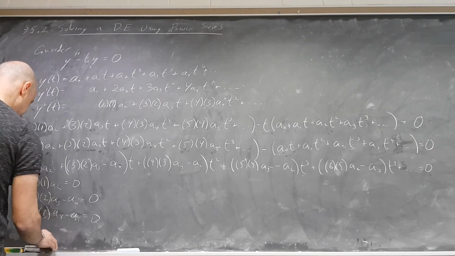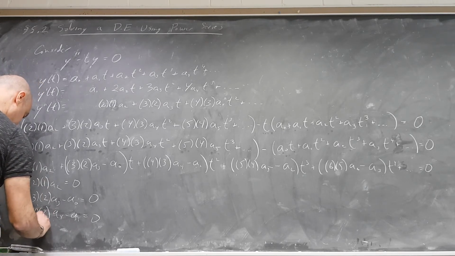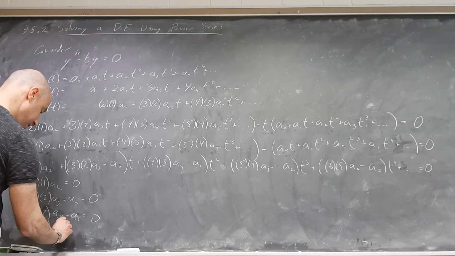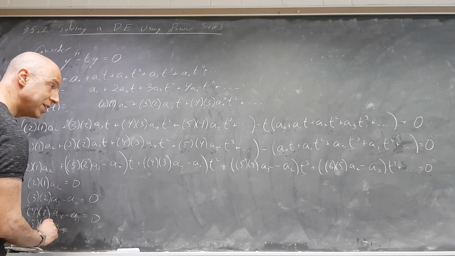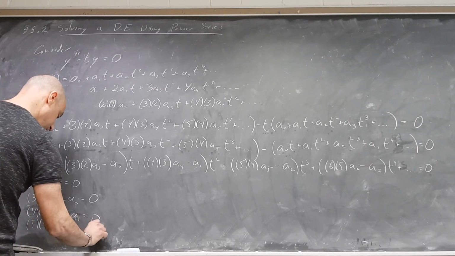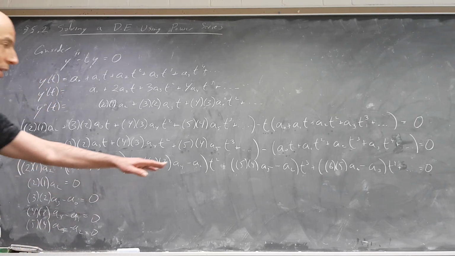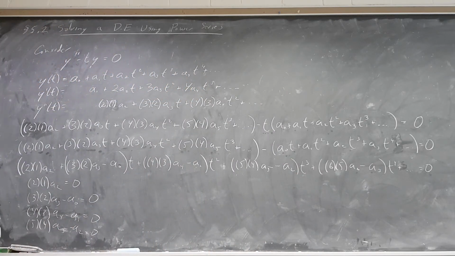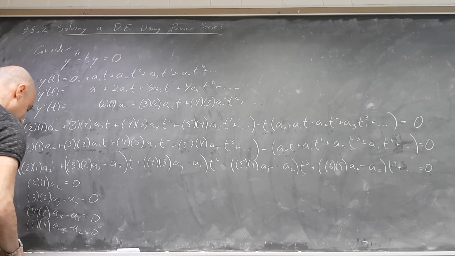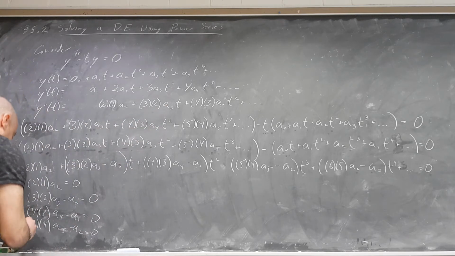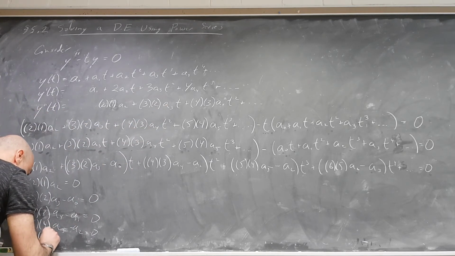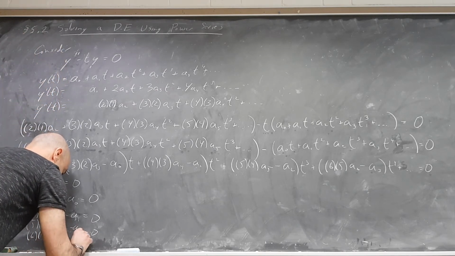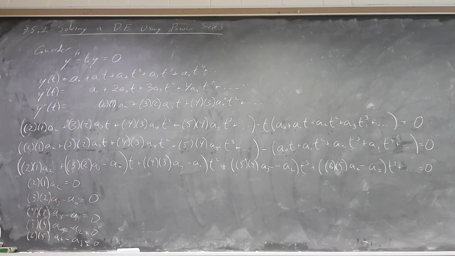I have 5 times 4 times a5 minus a2 equals 0. And I have one more, 6 times 5 times a6 minus a3 equals 0. We'll deal with that if we need to. I guess I have room to squeeze that in over here. And we really have infinitely many of these things. 6 times 5 times a6 minus a3 equals 0. I don't know if you can read that.